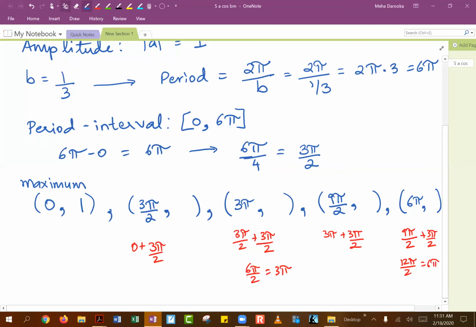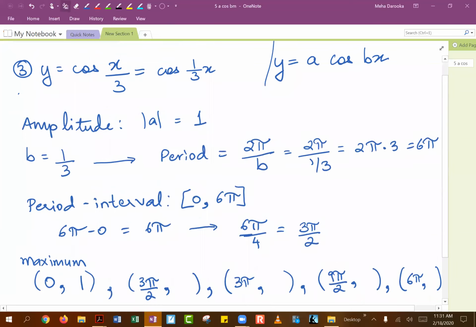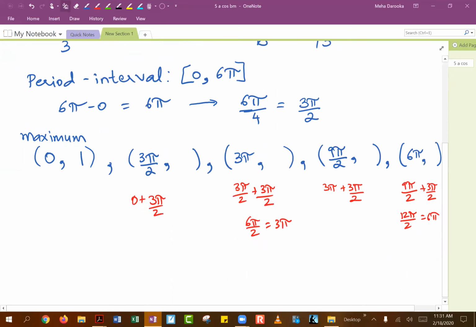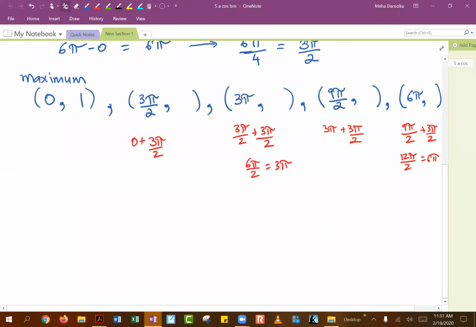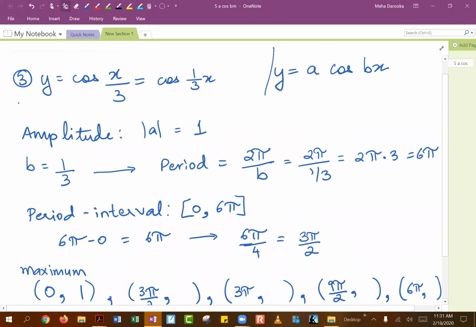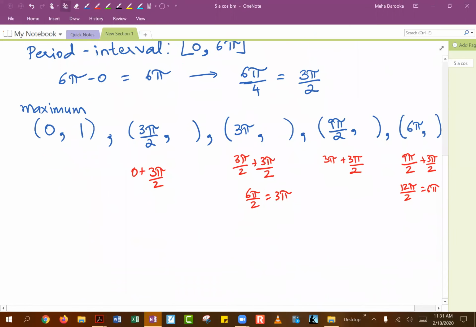Okay, now when you put 3 pi halves for x, what will you end up getting here? Yeah, you're going to get 0 because you are looking at 3 pi halves divided by 3, which will be pi halves, right? And cosine of pi halves puts you at 90 degrees, which would be 0. And what will this point be?